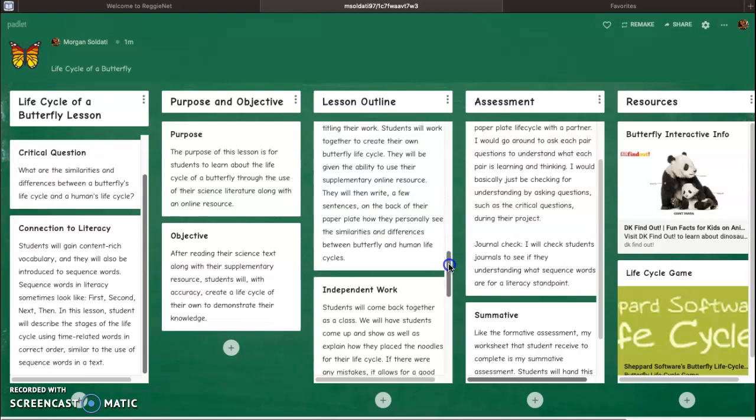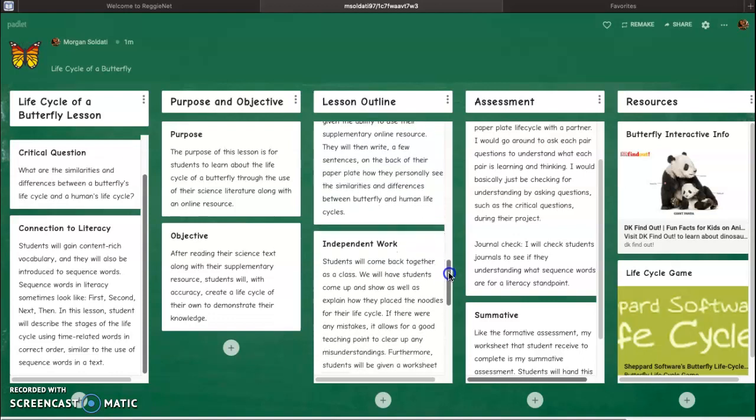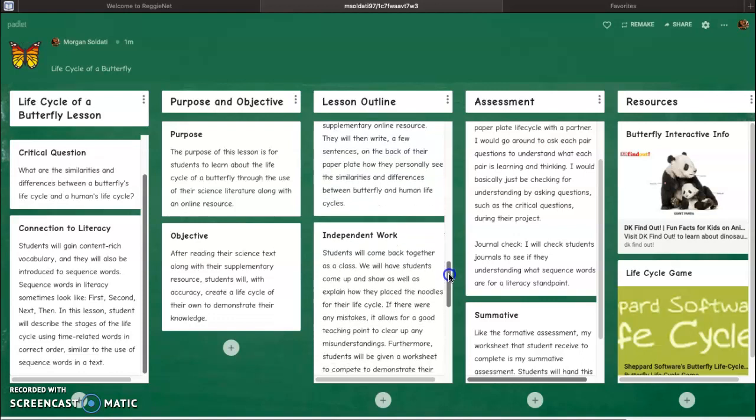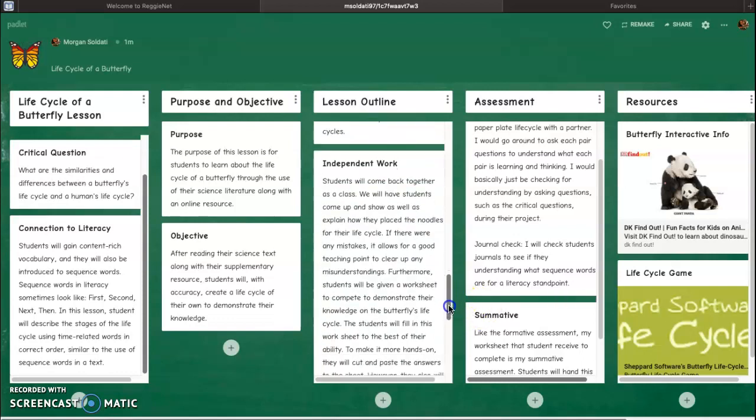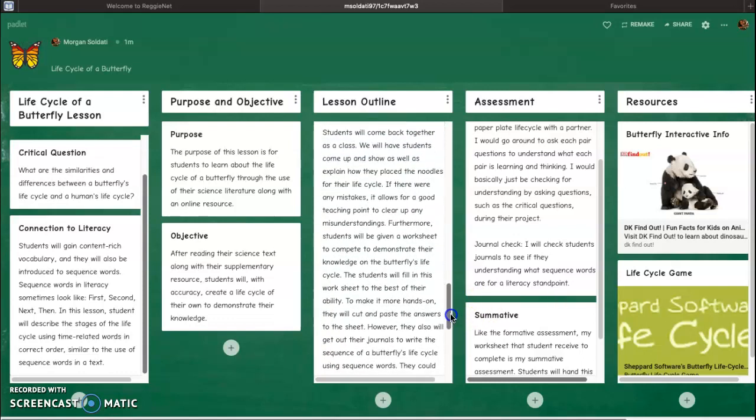Then they will write a few sentences on the back of their paper plate, how they personally see the similarities and differences between butterfly and human life cycles, reflecting back to the critical question, now that we really know what a human life cycle is and what the butterfly life cycle is. They're going to give me 2 or 3 sentences on how they're similar and different. Going on to independent work.